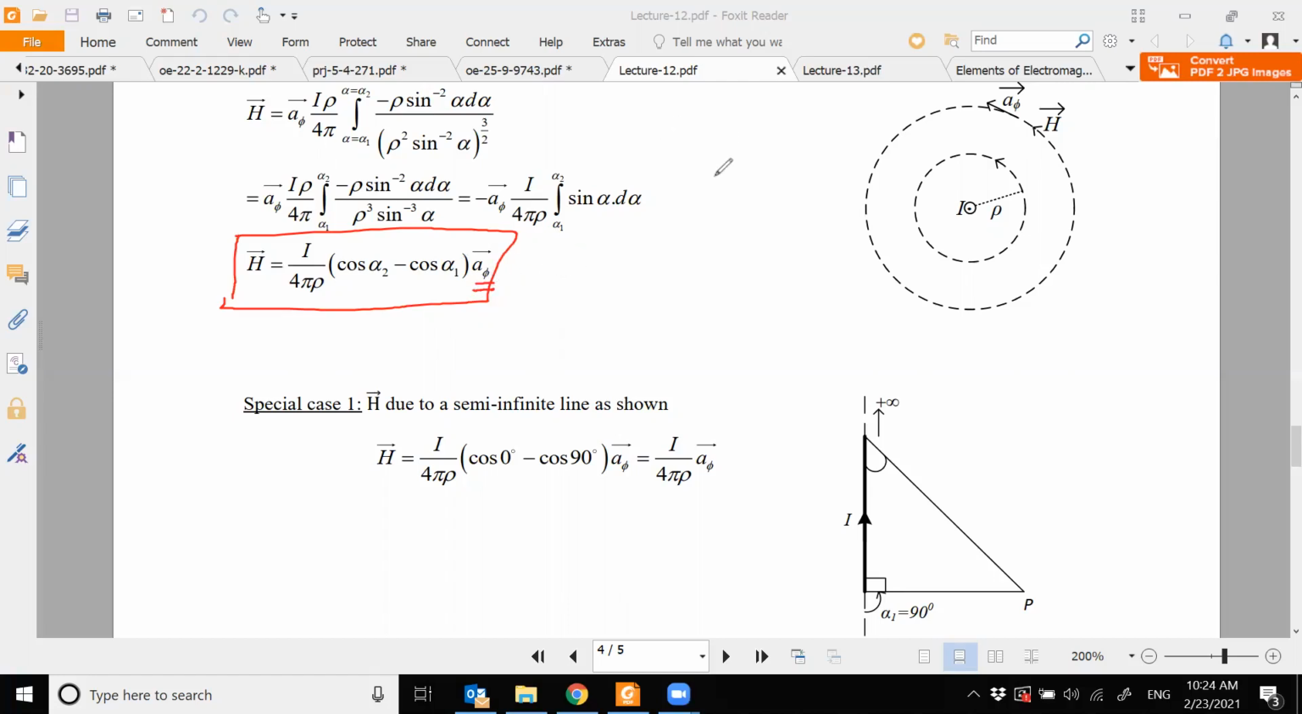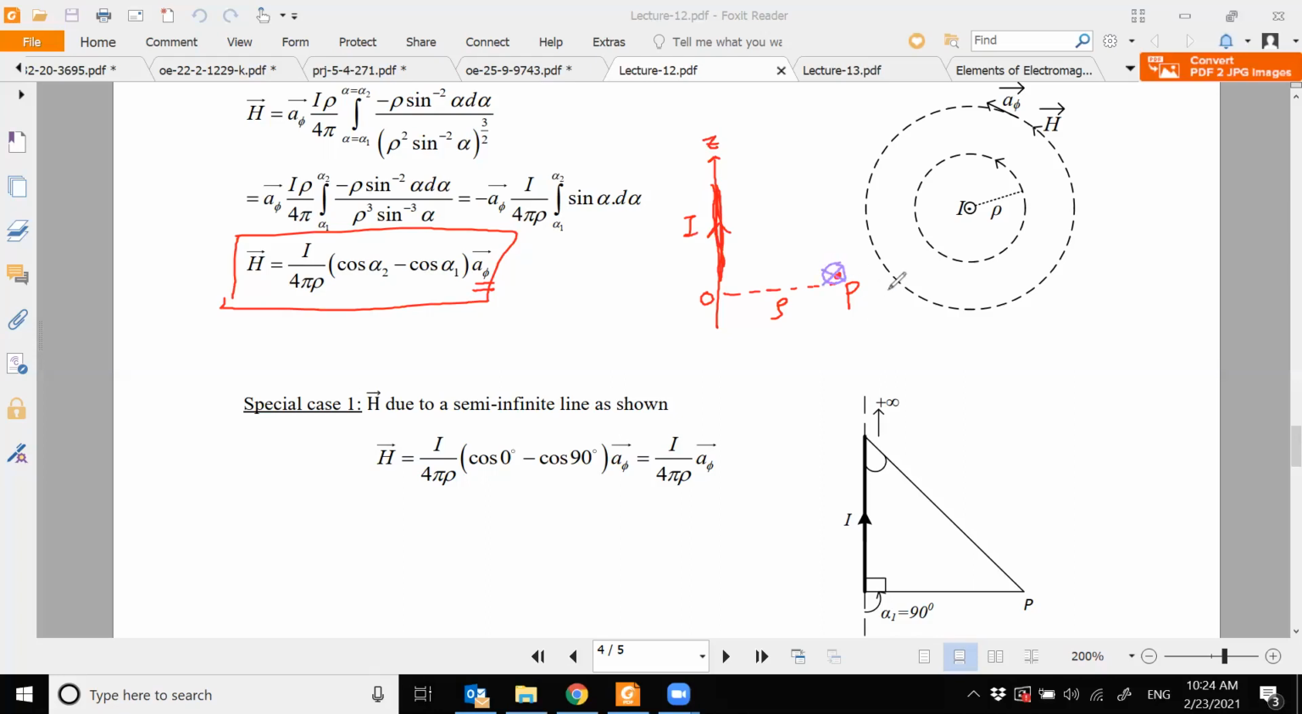See here, this was my line, which was carrying the current I, and this was in the z axis, and my observation point was here, and this was my rho, the perpendicular distance. So how would the a phi be here in the cylindrical coordinates? My a phi will be going inside the paper.